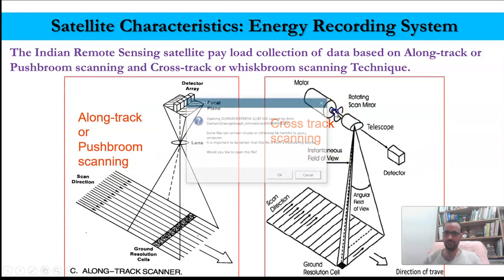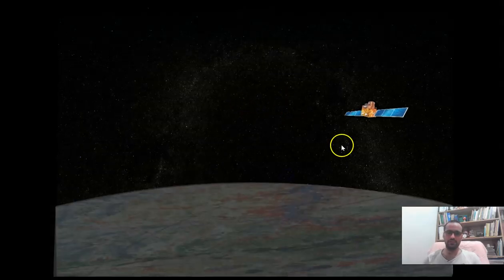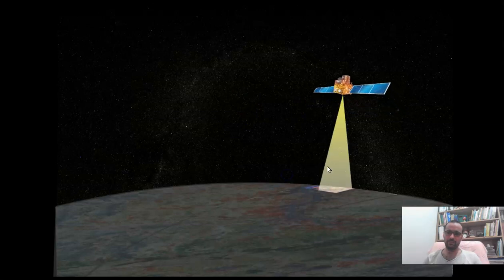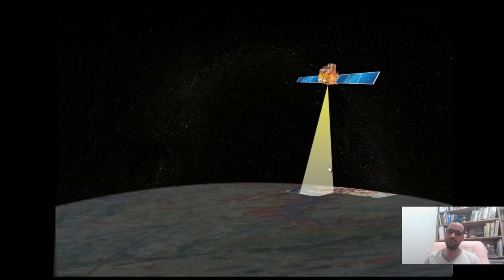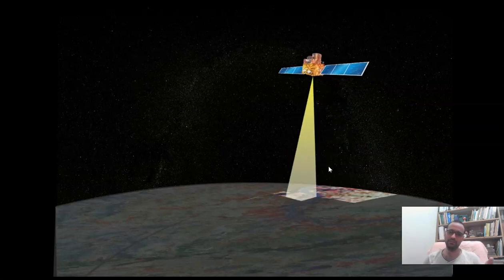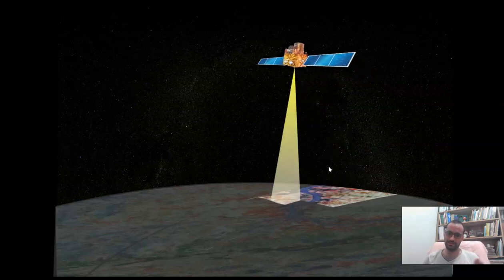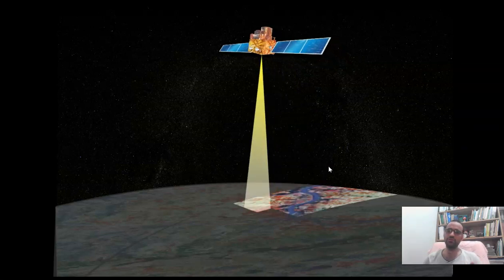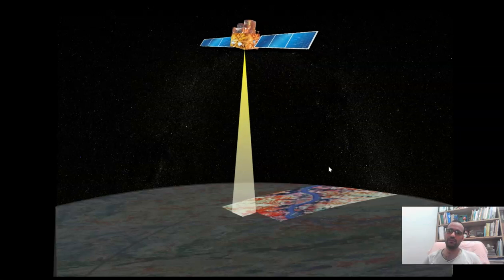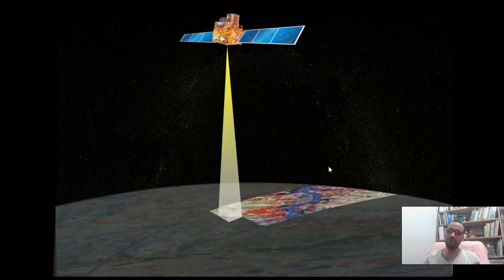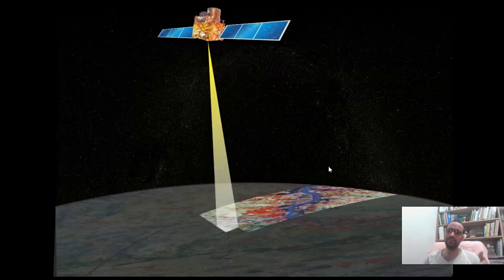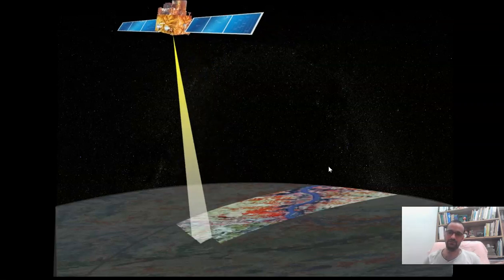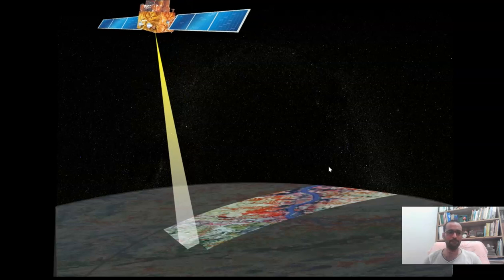Here I have animation for it. You see how it is moving? It is just crossing the track. So this kind of data we use for the 3D study, or to create the 3D of the Earth surface.